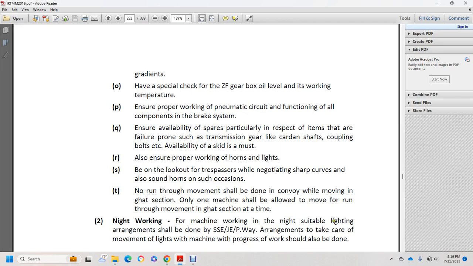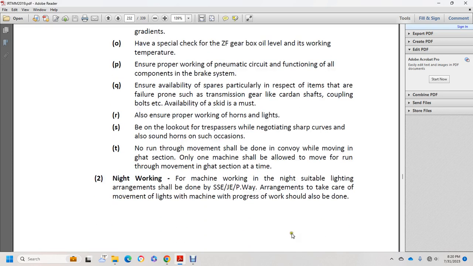Night work of the machine: suitable lighting and arrangement shall be done with the senior engineer, junior engineer, permanent way. Take care of the movement of the machine lights with the progress of the work.